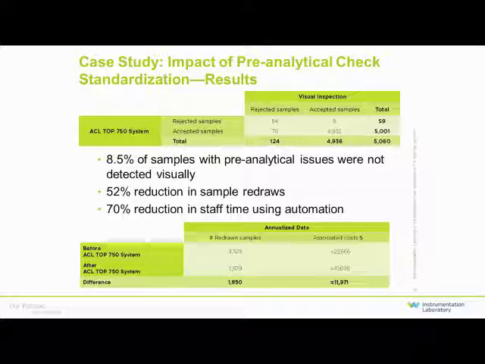So in addition, there was a 70% reduction in staff time by implementing automation. And so this was another big benefit of using the top 50 series and automating the pre-analytical checks for tube fill height, clog detection, and determination of HIL at the assay-specific level.